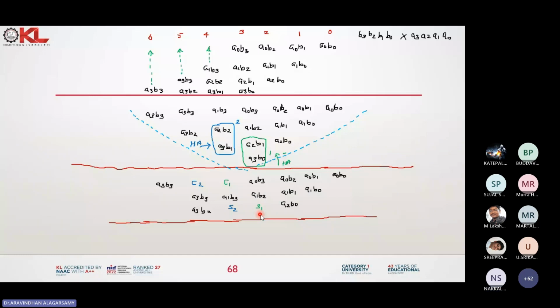Please listen very carefully. A0 B3, I am writing as it is. A1 B2, I am writing as it is. By adding these two, since I am assuming this is the half adder one block, this is the half adder two block. The half adder one block output is nothing but sum one. Are you agree?